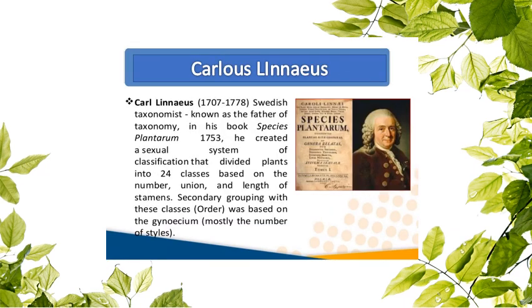The other one is Carolus Linnaeus, a Swedish taxonomist known as the father of taxonomy, and in his book Species Plantarum, in 1753, he created a sexual system of classification that divided plants into 24 classes based on number, union, and length of stamens. Secondary grouping within these classes was based on gynoecium. The major focus of Linnaeus was the sexual or reproductive part of the plant, on the basis of which he classified a plant.